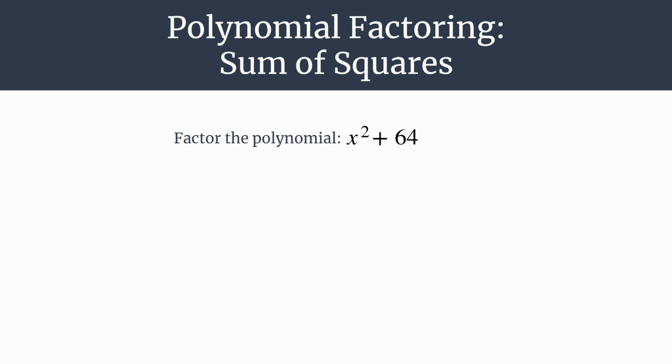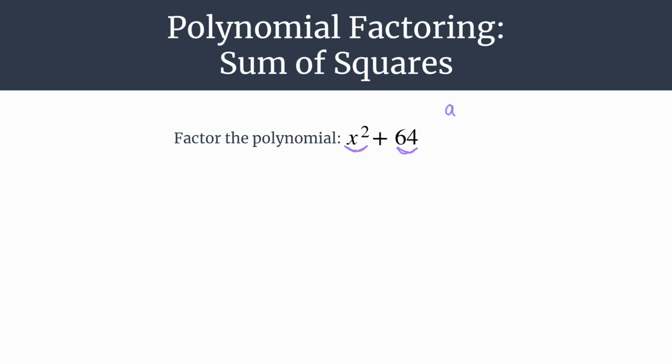We can see we have a sum here, the two terms are added together, and they're two perfect squares. We have this x squared, of course it's a square, and 64 is also a perfect square, it's 8 squared. So what I like to do when I know I'm going to use the sum of squares technique is to write out the template. Do this especially if you're new.